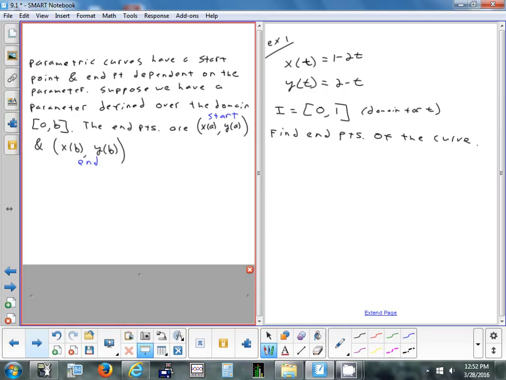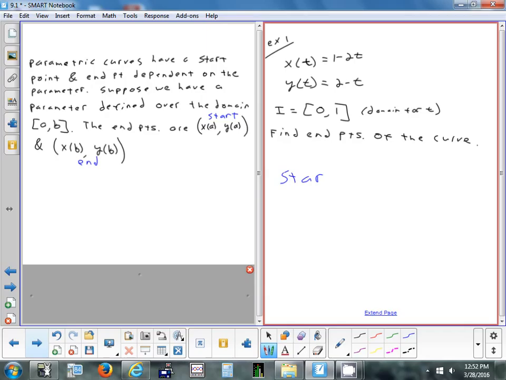All right, so in our problem, the formula for x is x equals 1 minus 2t. y equals 2 minus t. And we're going to sketch this over the interval from 0 to 1. And really, we're not even sketching. I just want to find the endpoints. All right, so in that interval, what number is going to control where my curve starts? 0. Okay, we're going to plug 0 into each formula. We have to find x of 0, and then find y of 0.